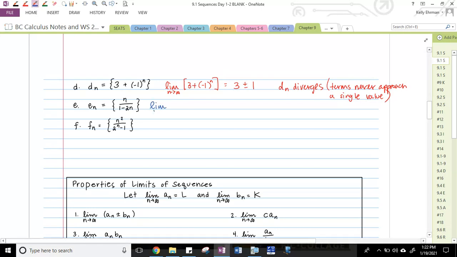The limit as n approaches infinity of n over 1 minus 2 to the n. That's rational, tie. The coefficients divide out to -1/2. Therefore, e sub n converges to -1/2. You're allowed to get negatives, positives, 0, whatever. It just means these terms eventually will approach -1/2.